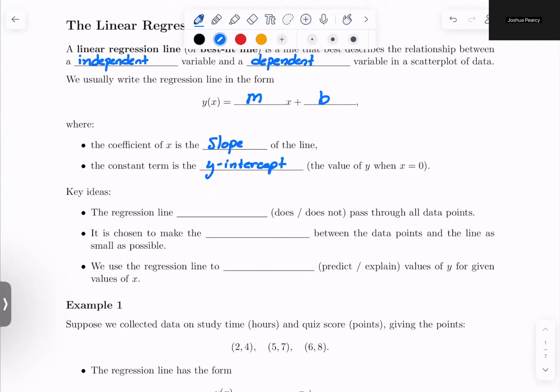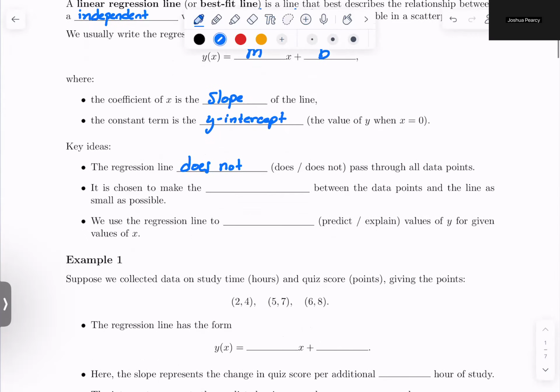There are some key ideas behind these linear regression lines. The first one: the regression line does not pass through all the data points. Not every data set we get is going to have an exact linear regression line. It's going to have an approximate one. There will be some instances when the regression line does actually pass through all the data points, but 99.9% of the time that is not going to happen.